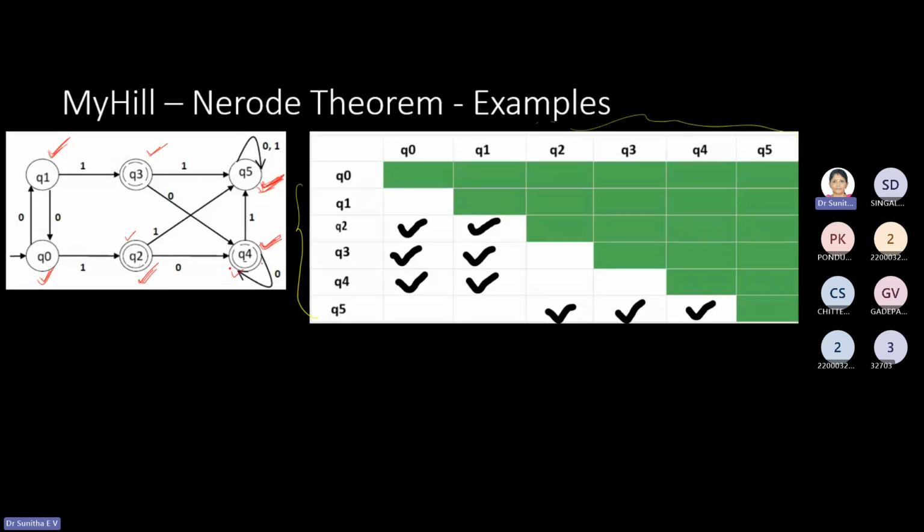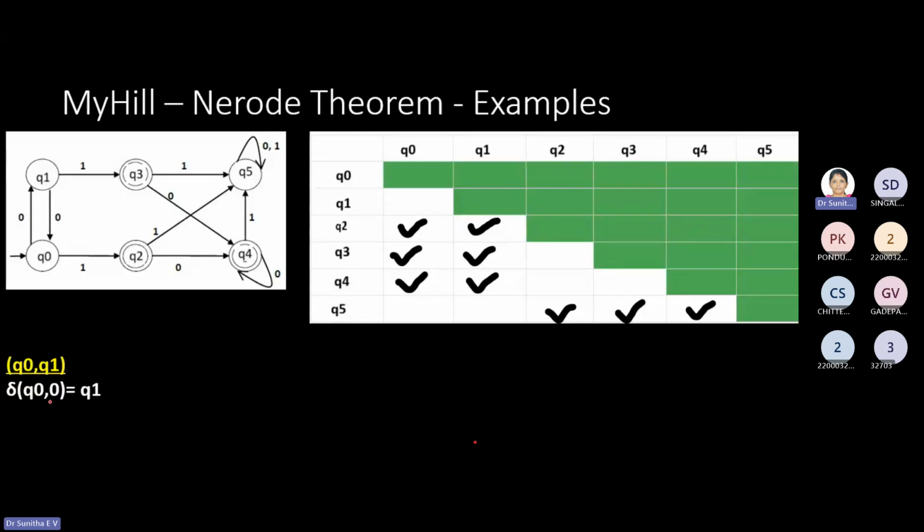Okay, and step 3 says that we have to find transitions. We consider all the unmarked pairs and try to take one transition from all the unmarked pairs for 0 and 1, both. And if the next state is marked, we can mark these states. So first find out all the unmarked states. Q0, Q1 is not marked.